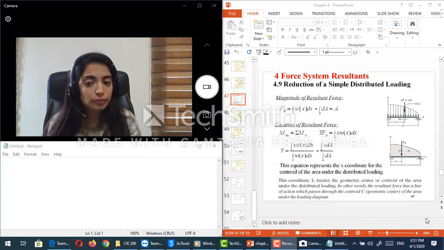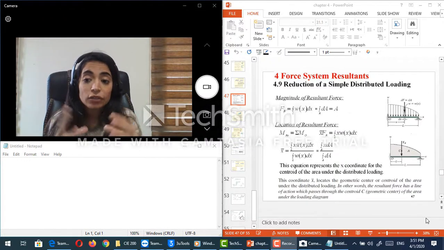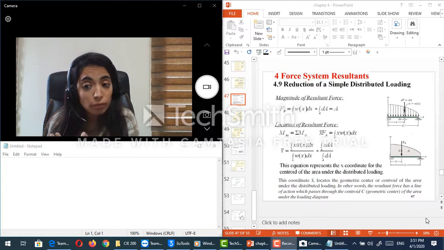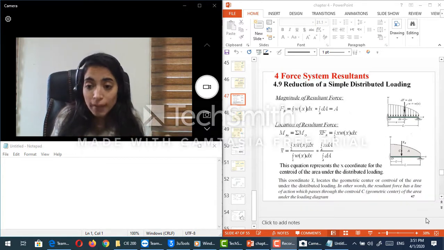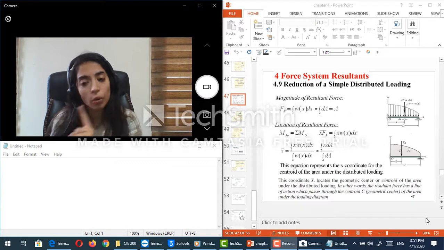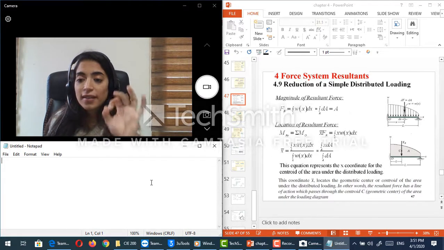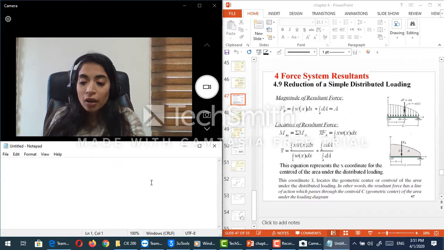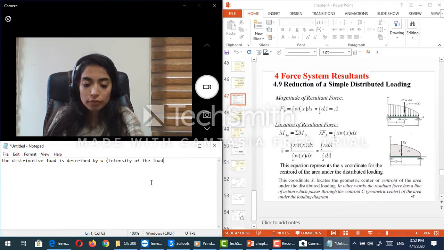So here, guys, I have a distributive load, which could be uniform or non-uniform. This distributed load is always described by its intensity, omega or W. So guys, this is a very important note. I always have that the distributive load is described by omega or W, and this is the intensity of the load.